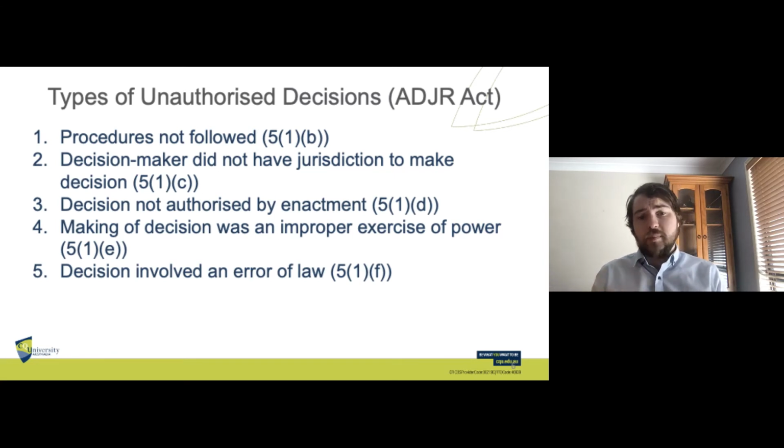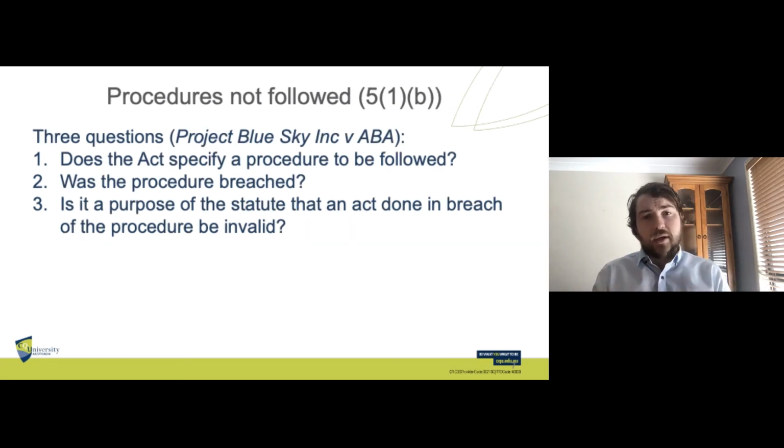The 4th point, making a decision was an improper exercise of power. We'll revisit that point in week 8 when we talk about making a decision for an improper purpose or making a decision that isn't captured by the purpose of the statute. And lastly, the decision involved an error of law. So making some mistake at law that would invalidate the decision. So we'll unpack those first 3 in a bit more detail now, and we'll start off with proper procedures not being followed, which is section 5(1)(b).